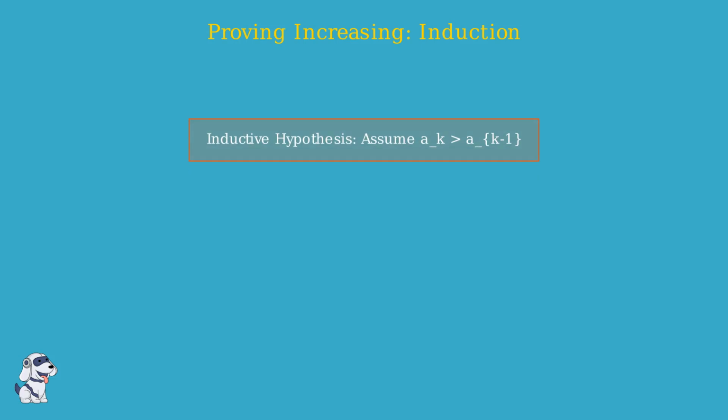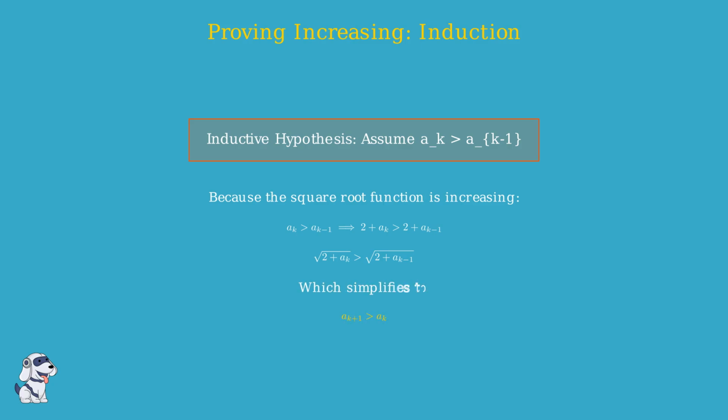To complete our proof by induction, we assume the relationship holds for some index k. That is, we assume a_k is greater than a_(k-1). Since the square root function is strictly increasing, adding 2 to both sides and taking the square root preserves the inequality. This directly implies that a_(k+1) is greater than a_k, confirming the sequence remains increasing for the next step.